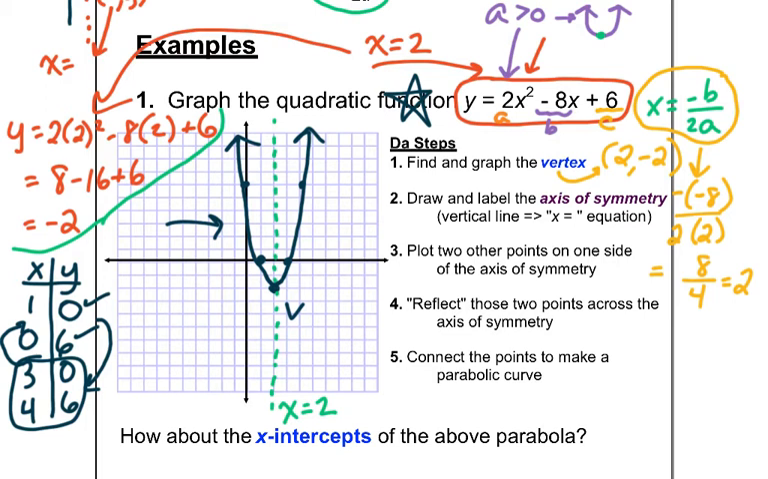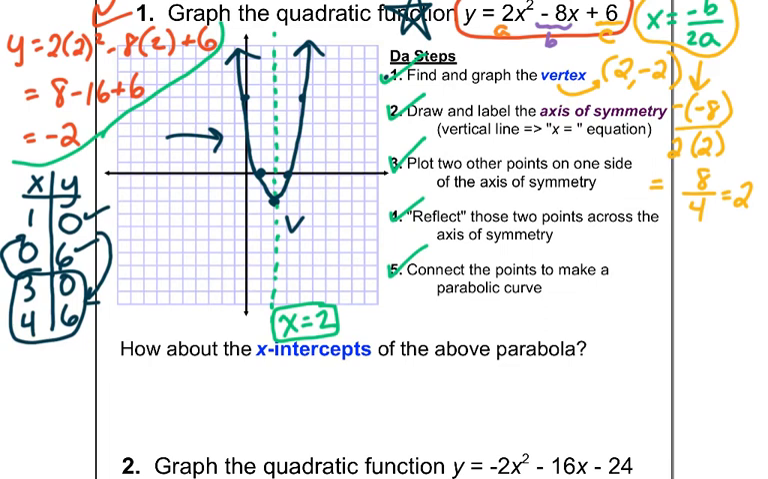And we did it. So step 1, we found and graphed the vertex using our negative b over 2a. We drew our axis of symmetry and we labeled it x equals 2 down here. We picked 2 points on one side and we graphed them using an XY chart. They reflected over to the other side using our axis of symmetry. And then we just basically connected the dots. And that's how you can graph a very basic quadratic in standard form.